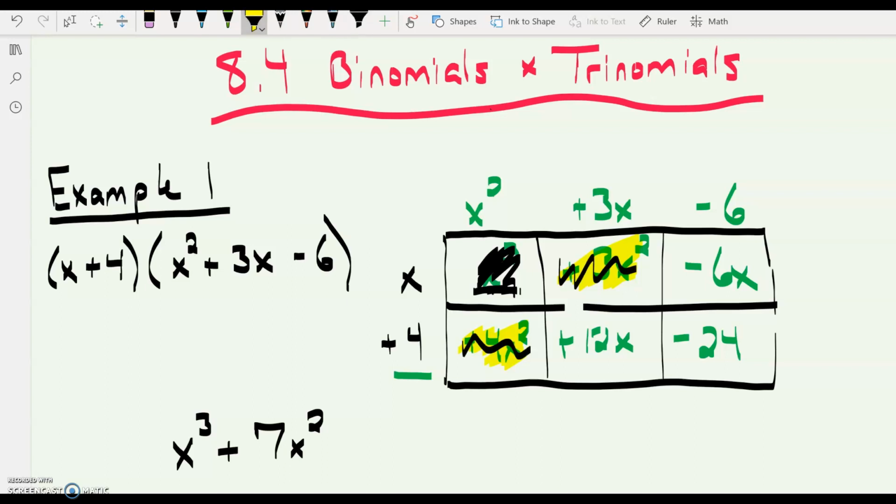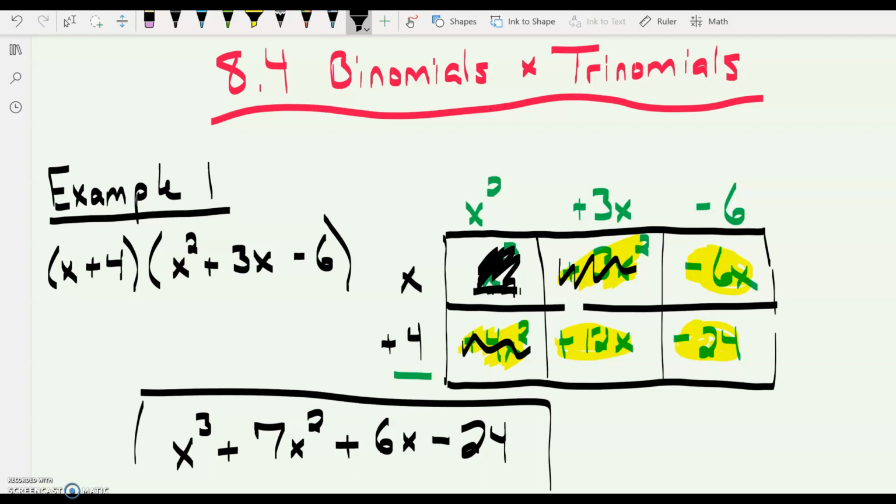Take a look at our next diagonals. We have a positive 12x here and a negative 6x. So when we combine our like terms here, we're going to be left with a 6x. And lastly, that constant term there, that negative 24, there's nothing to combine it with. So we are left with minus 24. After we've combined our like terms, that is your final solution. Give you guys a second to copy that down. Go through another one.